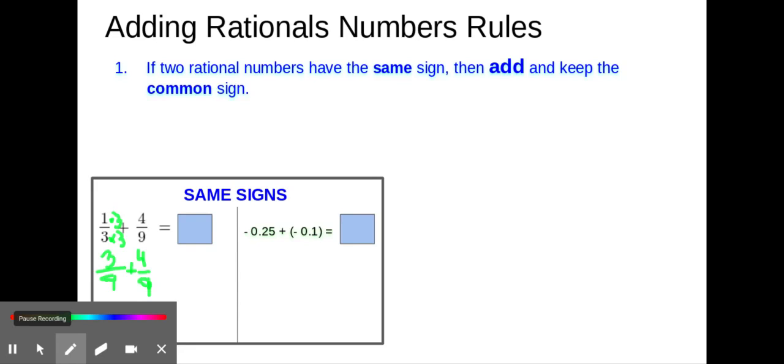And then all you need to do is add those top numbers together, right? The numerators. 3 plus 4 equals 7. So I have 7. And then I keep the denominator the same, just like the rules we just practiced. So I end up with 7/9.